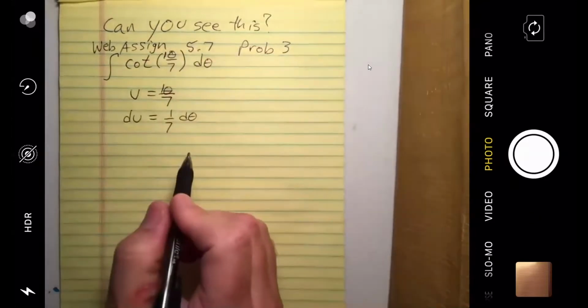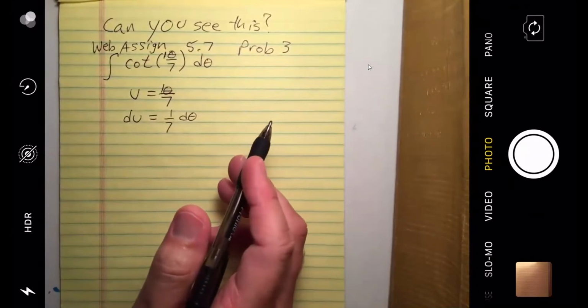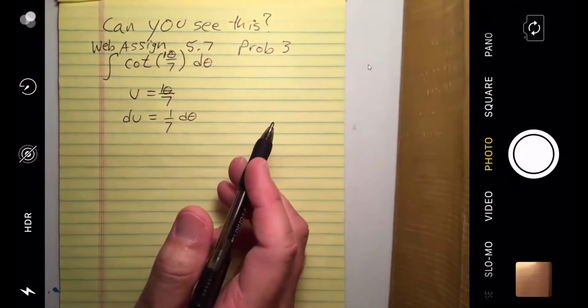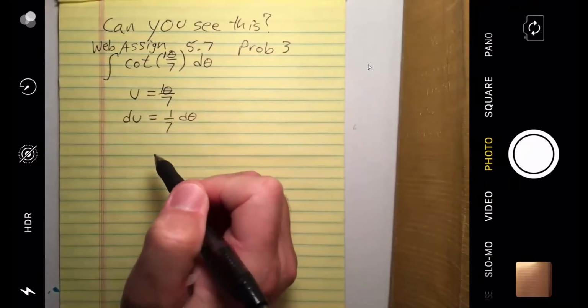If you want to see the 1/7, it's like taking the derivative of 2x. It's linear, so the derivative is your slope, the coefficient. I could have written the d theta down here, but we like to match what's up here, so we multiply both sides by the d theta. Okay.